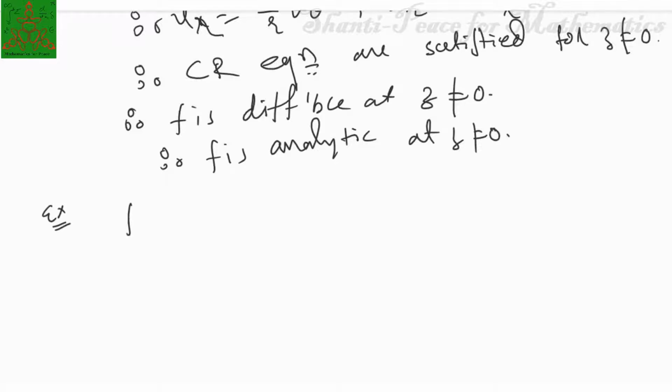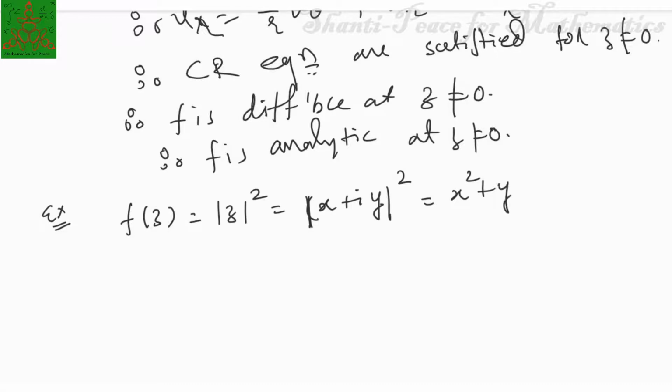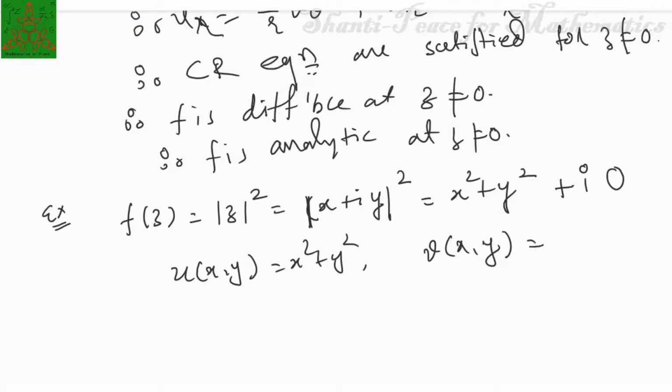If I consider f of z is equal to mod z. So mod z square is nothing but the modulus square of x plus iy, which I can write as x square plus y square, and the imaginary part is not there, therefore I can write it as plus 0i. So the real part of this function is x square plus y square, and the imaginary part of this function is 0. So you will have ux, which is 2x, uy will be 2y, vx is 0 and vy is 0.